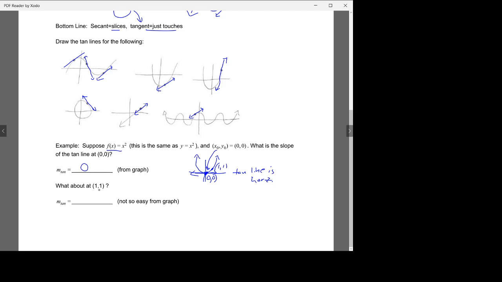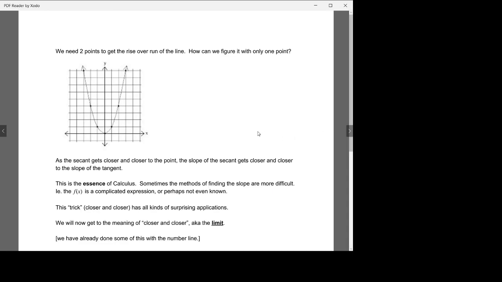So what about at (1, 1)? Here you can draw it, but it's not so easy. It happens to be, I believe, 1, but not so easy. This is what we're trying to figure out. Generally speaking, with two points you can figure out the rise over run of a line. But with just one point, you can't.